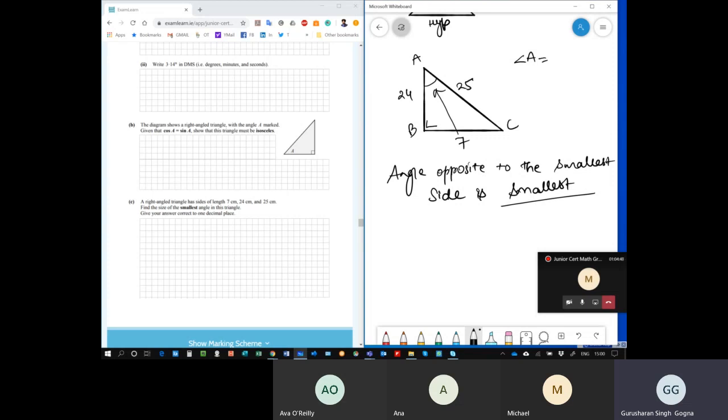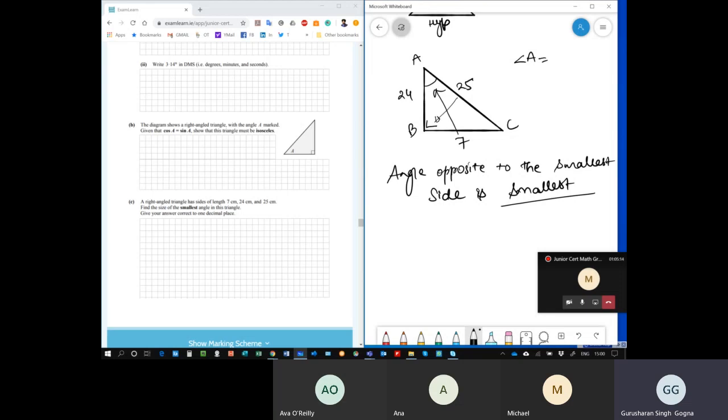So smallest side, okay, you need to spot the smallest side, and the angle opposite to that is the smallest angle in the triangle. And the same logic works for the longest side as well. Okay, so you can see that the longest side is 25. So the greatest angle is 90 degrees because the other two angles are obviously less than 90 degrees.